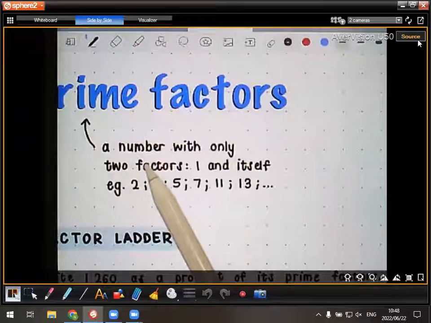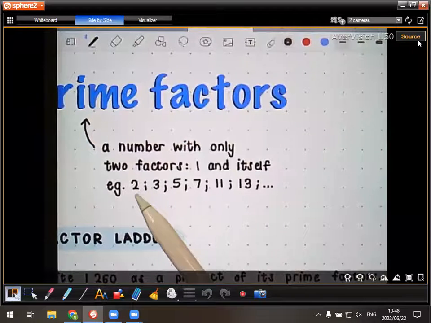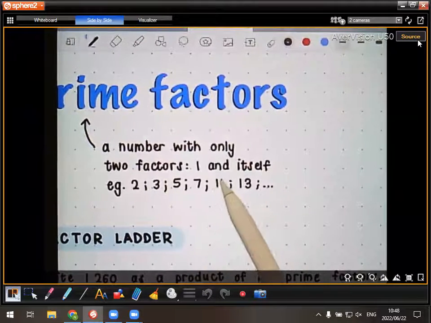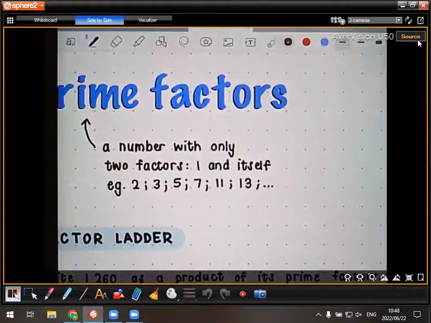But guys, if you just think of factors, right? 2, the only 2 numbers that can actually divide into 2 are 2 and 1. Right. The same with 3, the same with 5, the same with 11. The only 2 numbers that will divide into 11 are 11 and 1. Okay, so that makes those numbers primes.